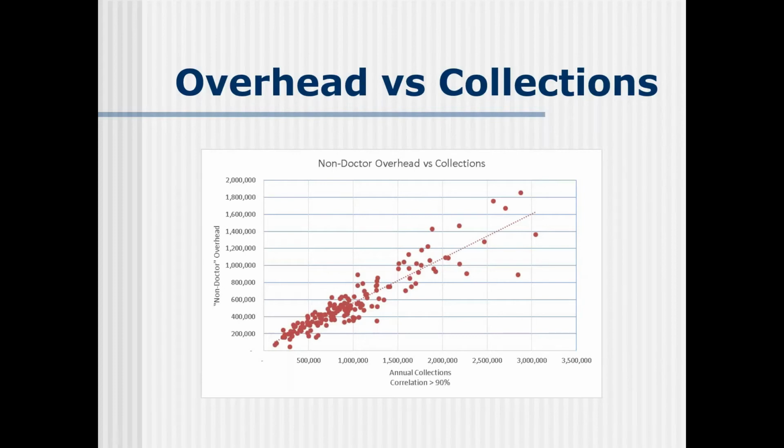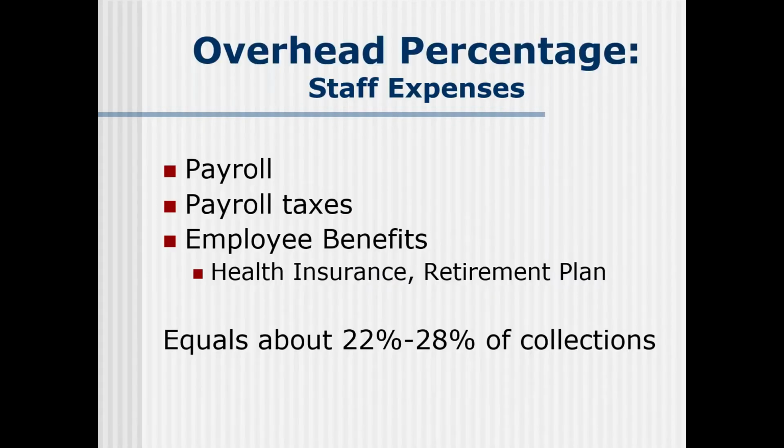So there is a range of what the overhead expenses are of a practice, and there is some fluctuation, but a 90% correlation is a very high correlation. The overhead for most practices is coming in within a very similar range between all the different practices. So let's start taking a look at some of the different overhead percentages.